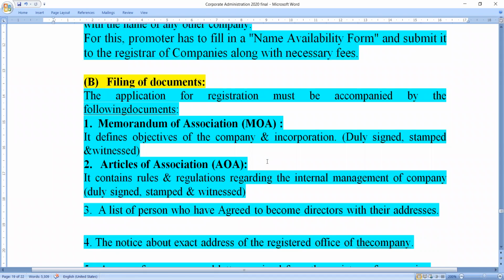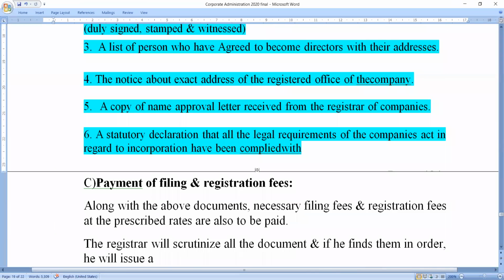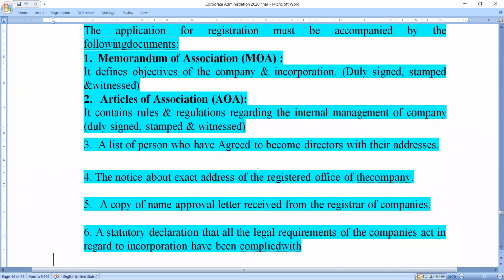The second stage here, filling of documents. What are those documents? The application for registration must be accompanied by the following documents. The first document is Memorandum of Association. The second document is Articles of Association. The third is a list of persons who have agreed to become the directors with their addresses. The fourth is the exact address of the registered office. The fifth is the statutory declaration. The sixth is the copy of the name approval.